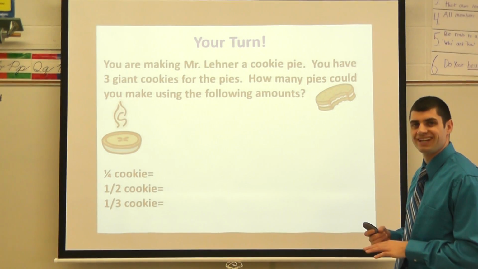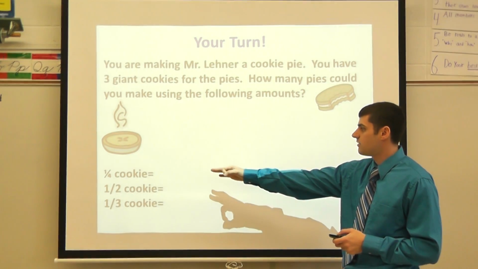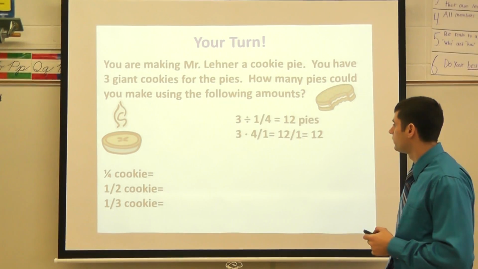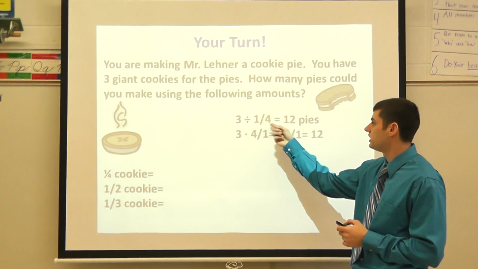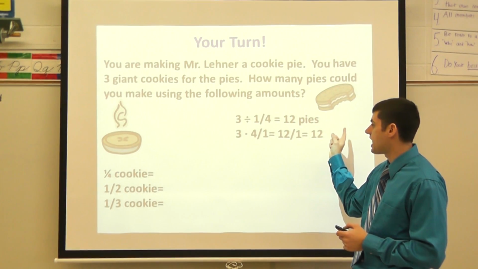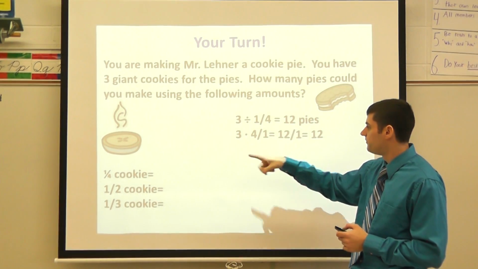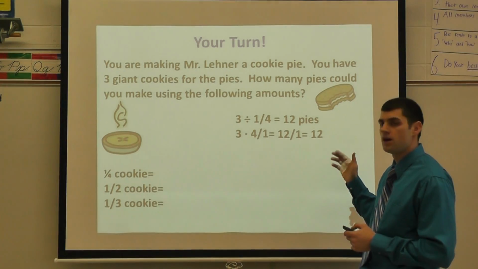Alright, let's take a look at what we know here. There's 3 giant cookies, and I'm trying to find out how many cookie pies I can make using 1/4 of a cookie. Well, I'm going to take my 3 cookies and divide each cookie into a fourth. So 3 divided by 1/4 is going to be 12 cookie pies. Again, let's use the reciprocal flip. 3 times 4 over 1 is going to equal 12 over 1, or 12 pies.